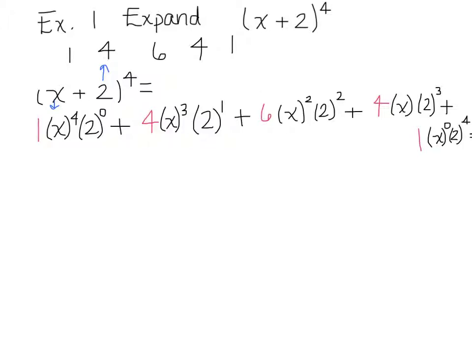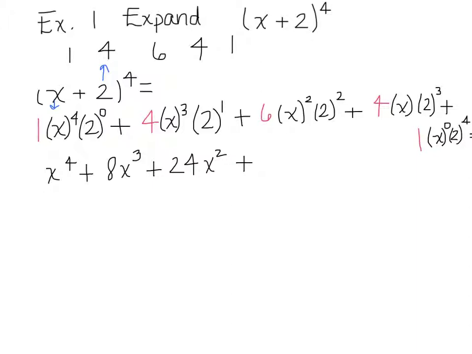Alright, so you've got to do exponents first. 2 to the 1st power is 1, times 1, so that'll be x to the 4th, plus 2 to the 1st power is 2, times 4 is 8, so that's 8x cubed. And then 2 to the 2nd power is 4, 4 times 6 is 24 x squared. And then 2 cubed is 8.